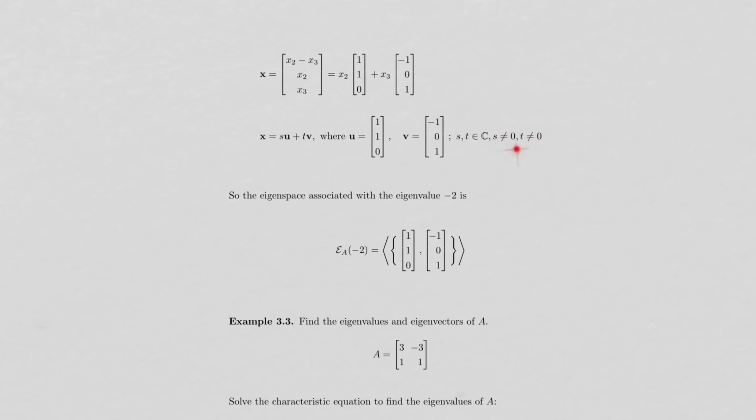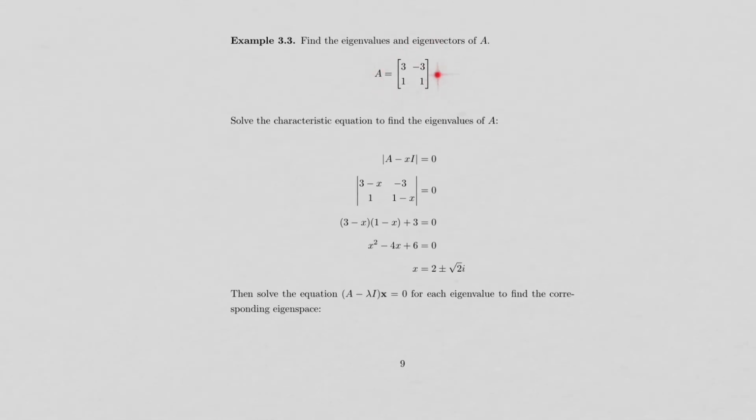Now, strictly speaking, we would want to say that they can't both be 0 at the same time. If s is 0, and this is gone, but t is not, well, then x is not 0. Likewise, if t is 0, but s is not, then x is not 0. So if we were more careful here, we would say s and t are not both equal to 0 at the same time. Okay, then the eigenspace associated with the eigenvalue minus 2 is the span of the set containing these 2 vectors.